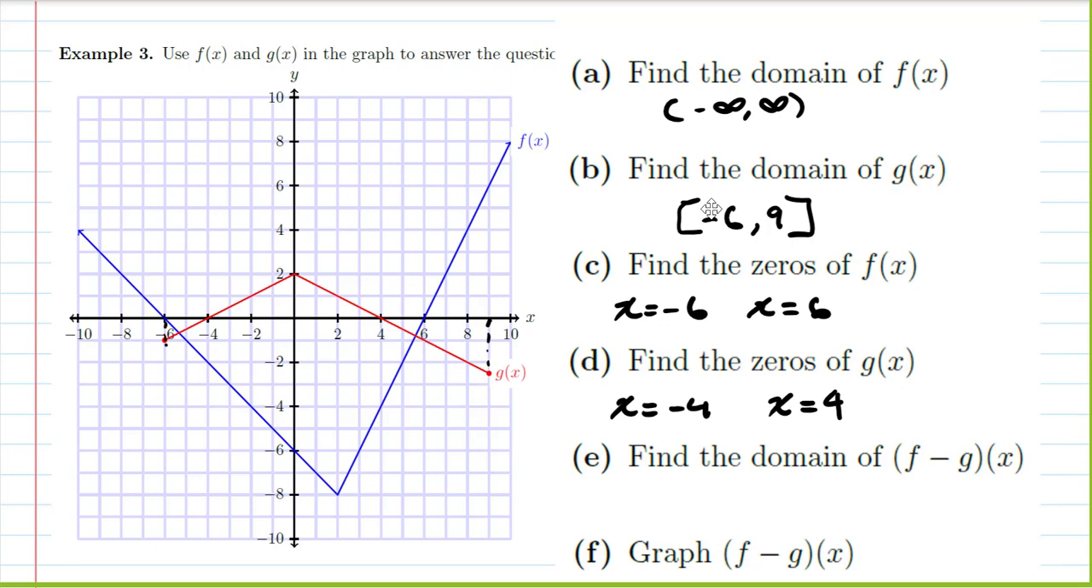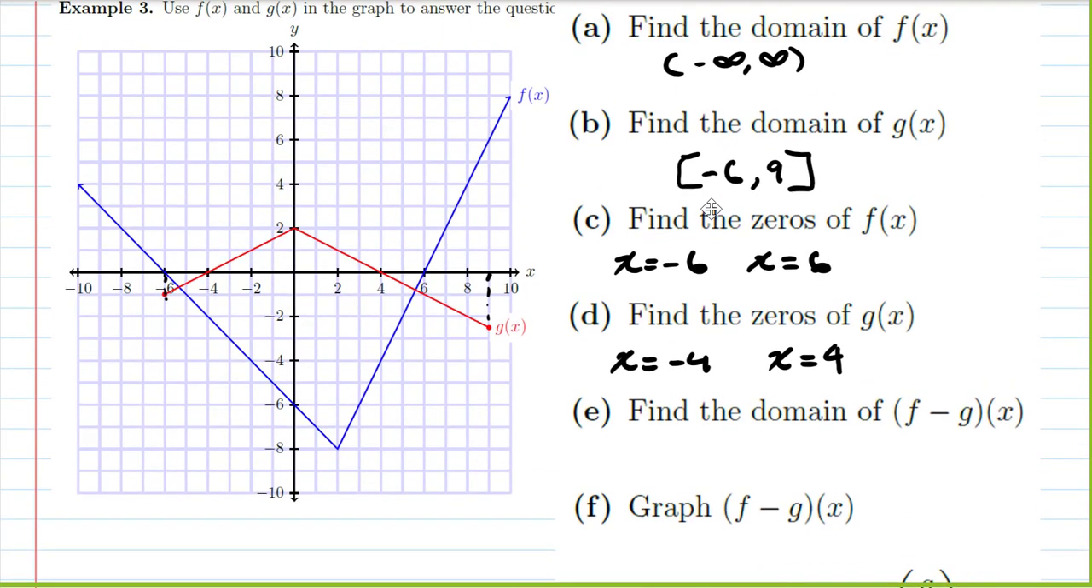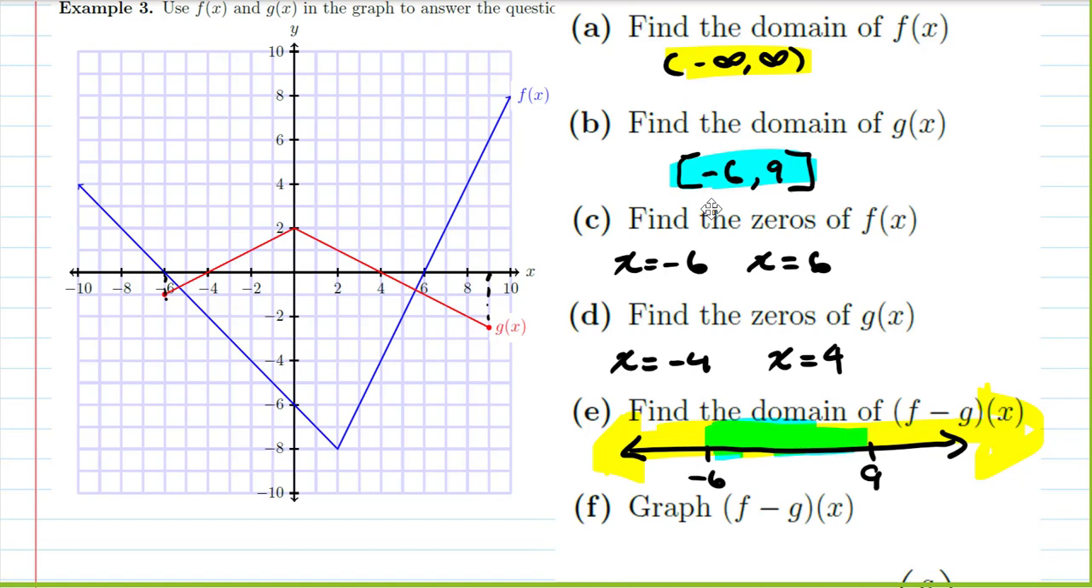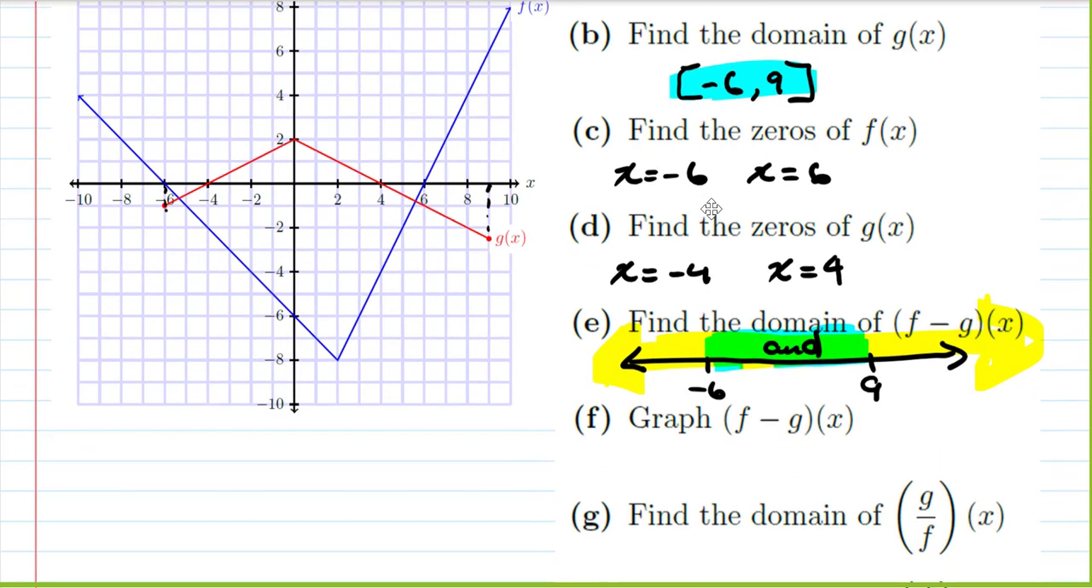So now we want to find the domain of f minus g. Well, that means we need to find the overlap of these two domains. The domain of f is everything. So if I shade everything, I get this. And the domain of g is the values between -6 and +9. If I shade that part, the and is where they overlap. So that's going to leave me with from -6 to +9.